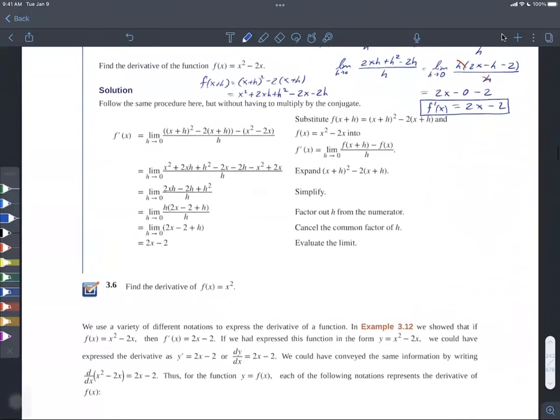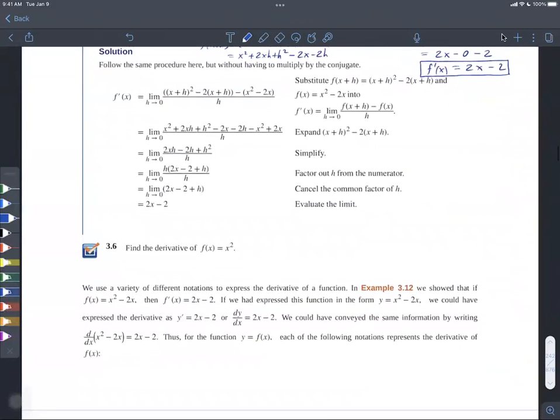All right, so let's continue. We use a variety of different notations to express the derivative of a function. In example 3.12, we showed that if f of x equals x squared minus 2x, then f prime of x equals 2x minus 2. If we had expressed this function in the form y equals x squared minus 2x, we could have expressed the derivative as y prime. So instead of f of x and f prime of x, we use y and y prime of x. Or we could even write it as dy dx, because essentially we are taking the derivative.